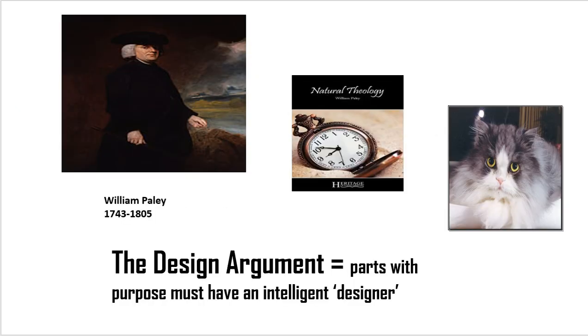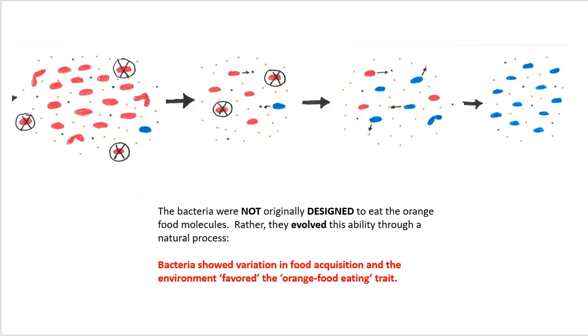Well, why would anybody think the bacteria might have been designed? Well, this was a common view in the 1800s. William Paley, for example, argued that if you see organisms that have parts with purposes, that can only be explained by an intelligent designer. And so Paley would have argued that since we see the bacteria today, we don't see them in the past, today we see they can eat orange food molecules, Paley would have said, well, they were designed to eat orange food molecules.